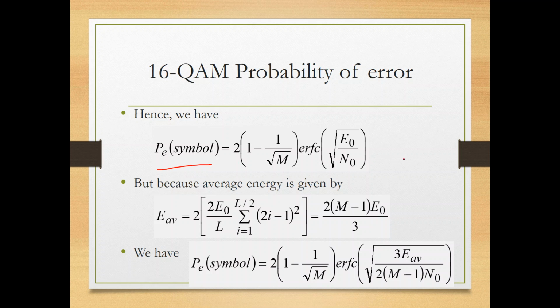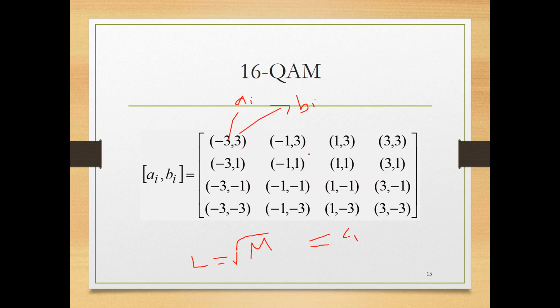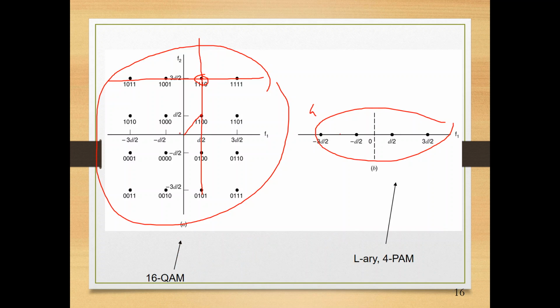Therefore, the error probability can be written in this form: 2 multiplied by 1 minus 1 over square root of M, multiplied by the complementary error function of square root of E naught over N naught. Now this E naught is not the average energy. Why is it not the average energy? Because we have different constellation points here with different amplitude values. The energy of each constellation point is not the same for all of them. Here they have different amplitudes from the origin, so the energy cannot be the same.